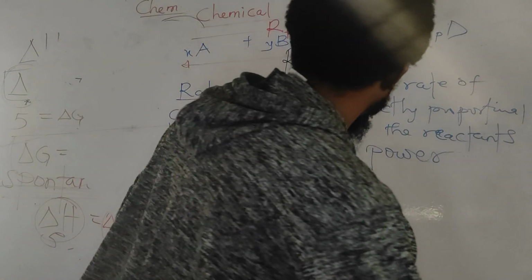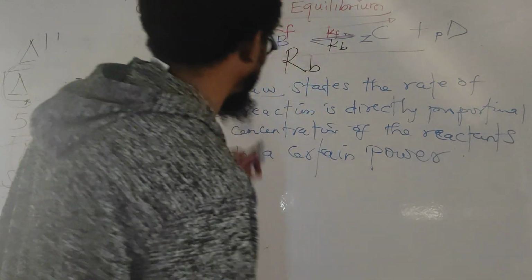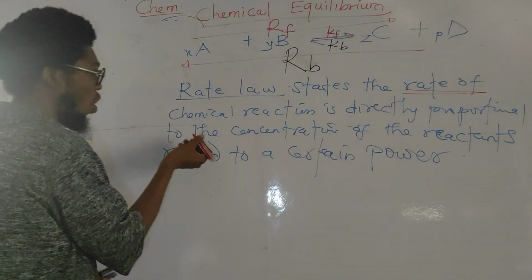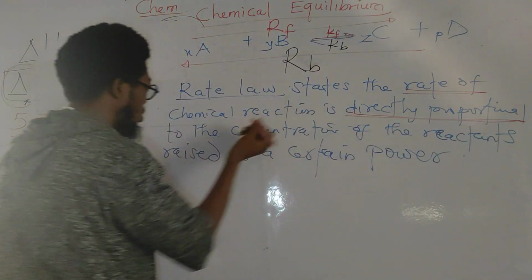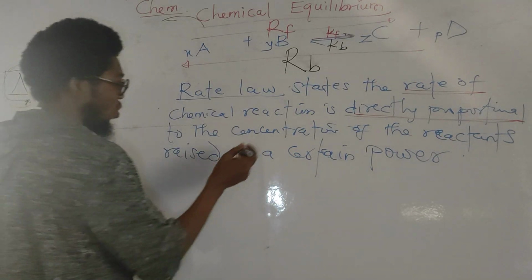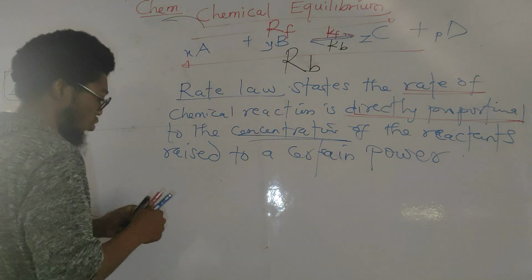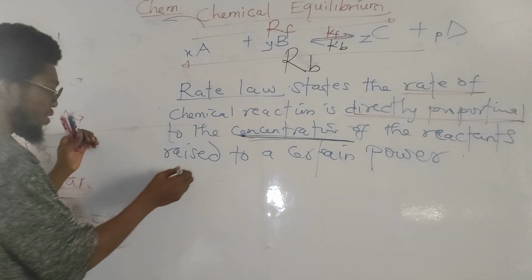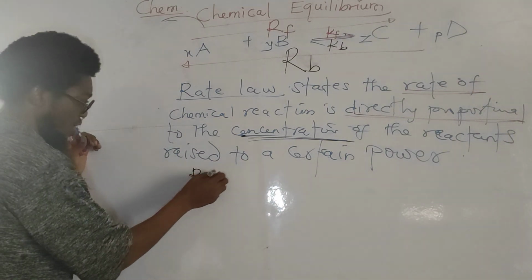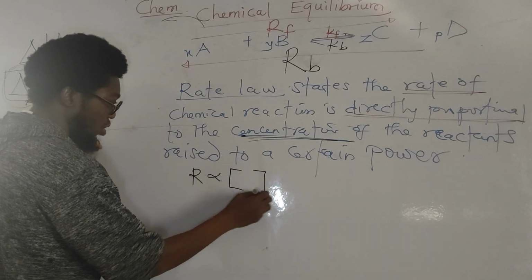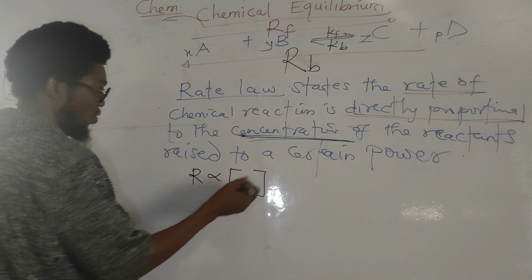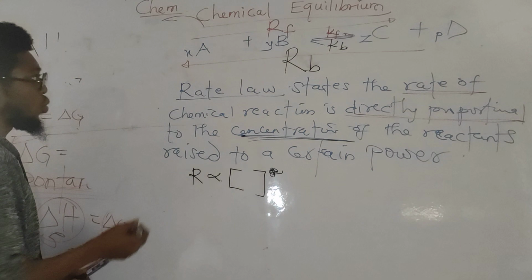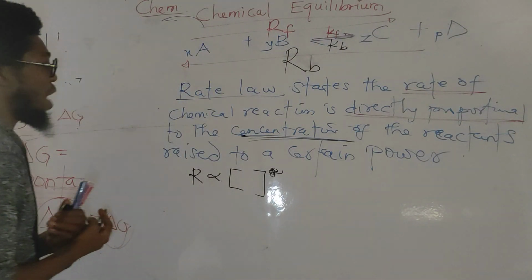So let's try to look at this law. Let's put this law into a mathematical expression. The law says that the rate R of a chemical reaction is directly proportional to what? To the concentration. So if the rate is proportional to the concentration, then I can say that the rate of a reaction is proportional to the concentration raised to a certain power. I don't know the power yet. So let's look at this reaction that we have here.